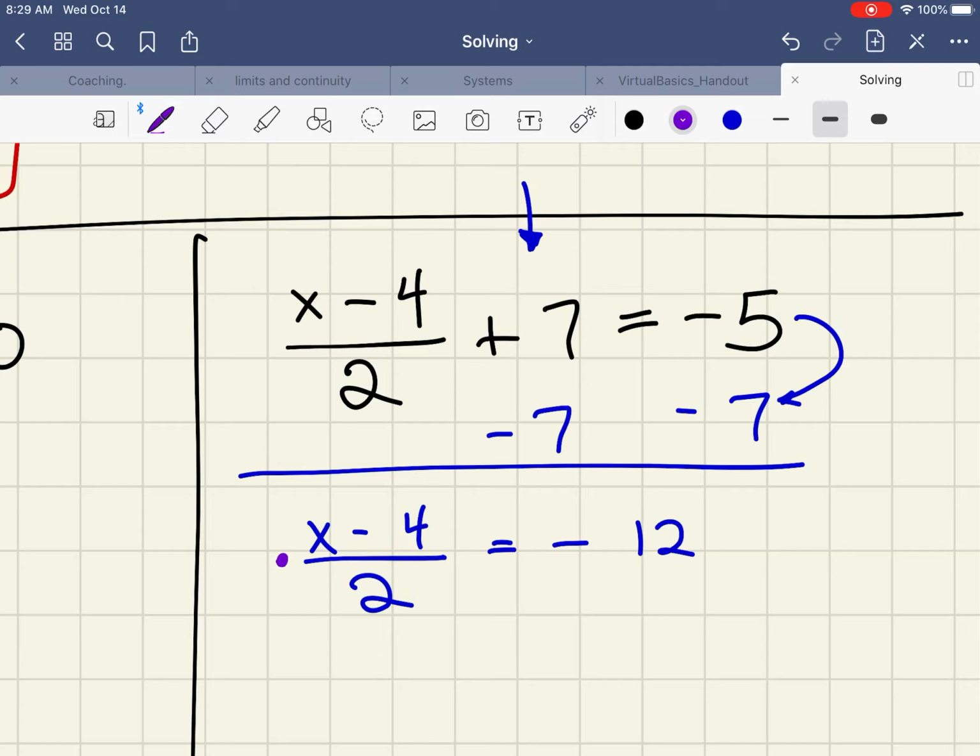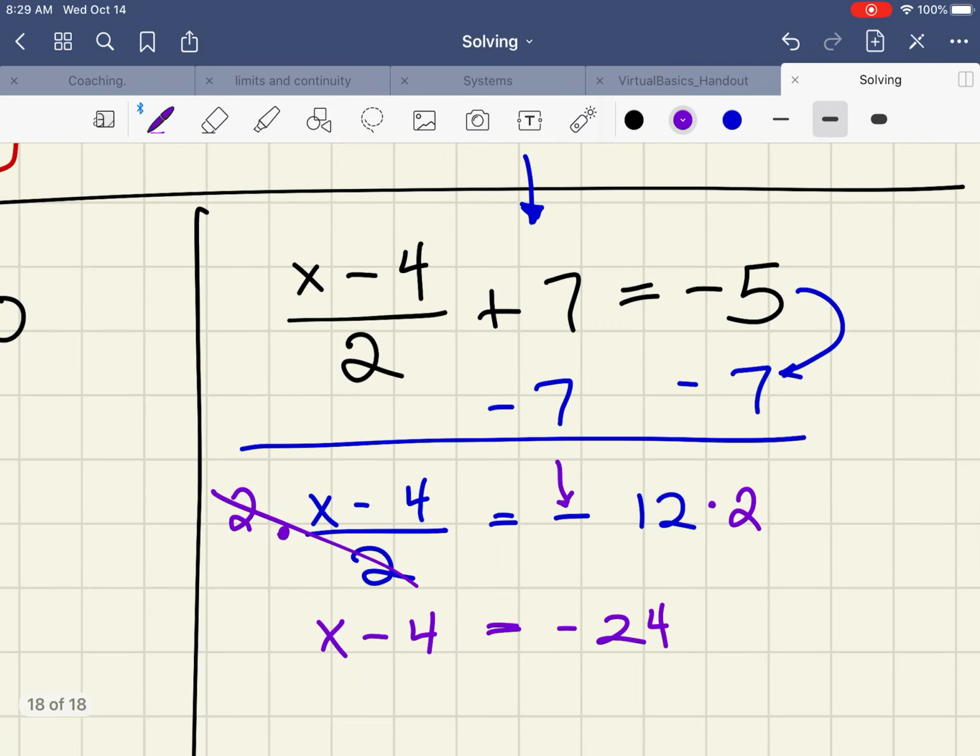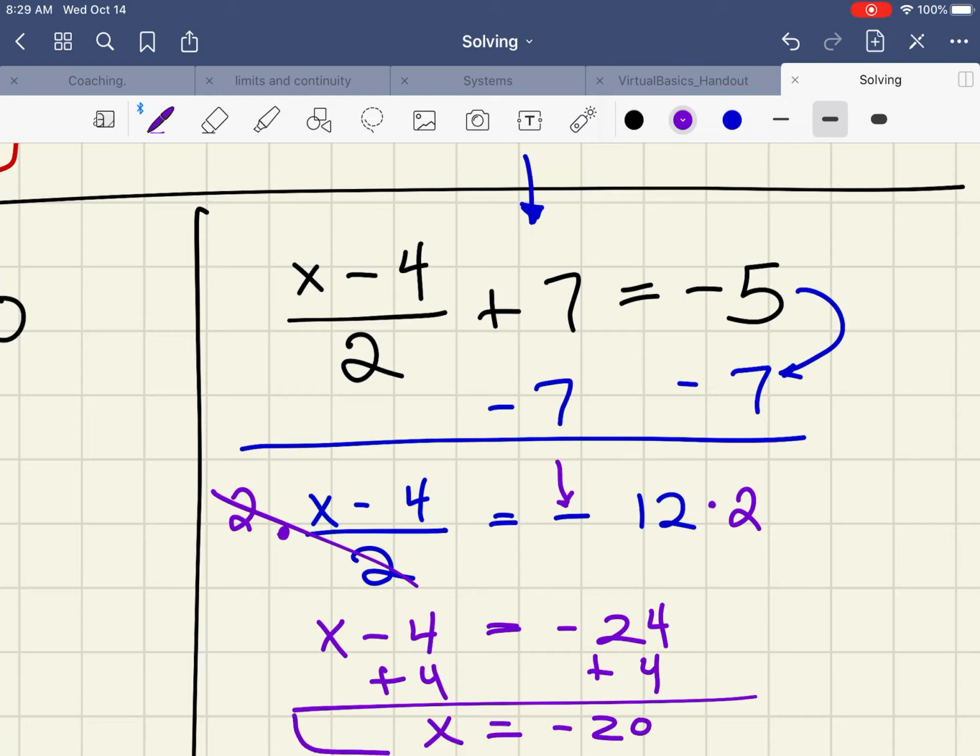I would get rid of the division by 2, using multiplication by 2, cancels that 2. We get x minus 4 equals 2 times 12 is 24. Keep it negative because of the negative sign. Add 4 to both sides. And x equals negative 20. So the object is to get the multi-step equation down to a 2-step equation. And that's pretty much it.